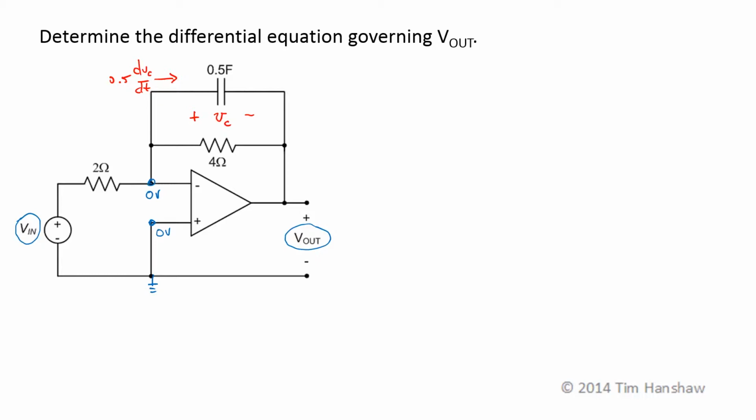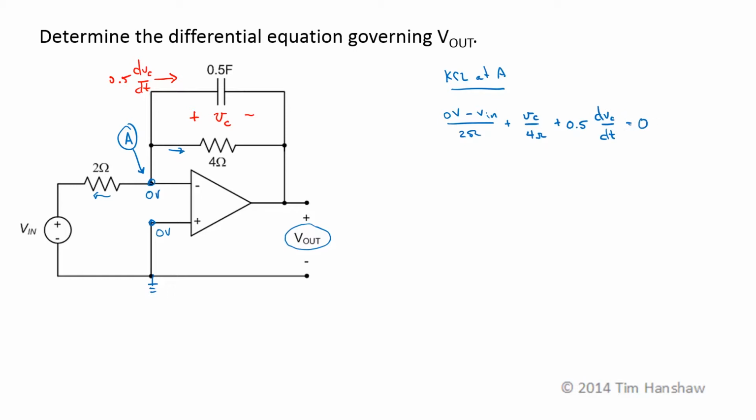Next thing I typically do with an op-amp is do KCL at the input terminals. So if I define that as node A and do KCL at A, KCL at A says that this current, which is 0 volts minus V in over 2 ohms, plus the current through the 4 ohm resistor, which, if I notice this resistor is in parallel with this capacitor, is V sub C over 4 ohms. And the current through the capacitor is just 0.5 dVc by dt, since it's drawn on my diagram.